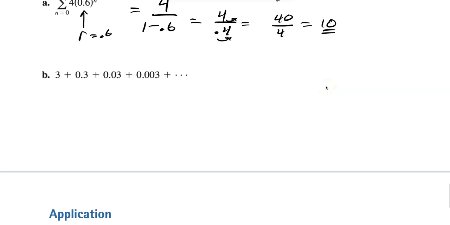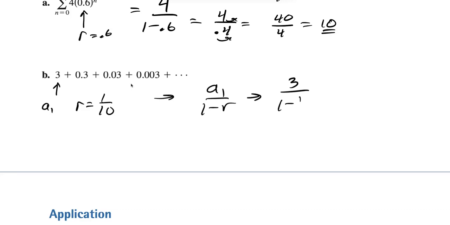The next one, we've seen this before, right? My a1 is right there. What is my r? They're getting divided by 10 every single time. So 1 over 10 is my r. So I can find the infinite sum. We actually did this earlier, right? So I'm going to do a1 over 1 minus r. And so that's going to be 3 over 1 minus 1 over 10.